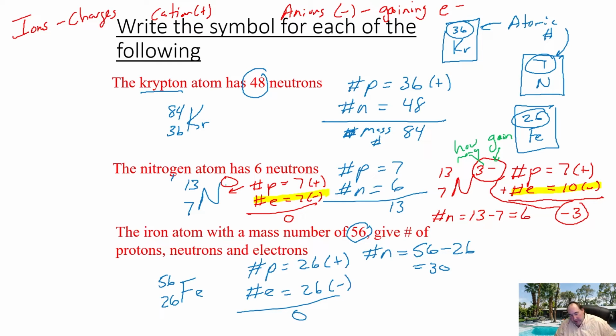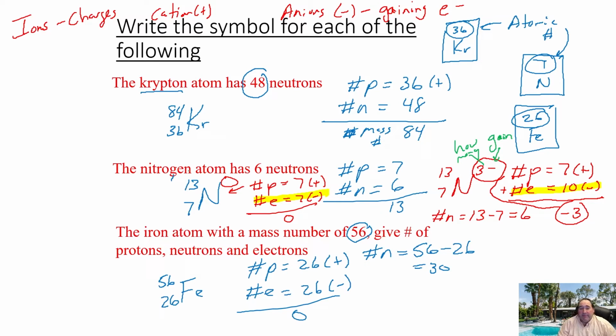So if you have something with a charge and you know how many protons it has, and it has a negative charge, you basically just need to add that much to the atomic number, and you'll have the right number of electrons. So what I mean by that, the atomic number for nitrogen is 7, that's 7 protons. -3 means it gained 3 electrons. 7 and 3 is 10 electrons in this particular case.